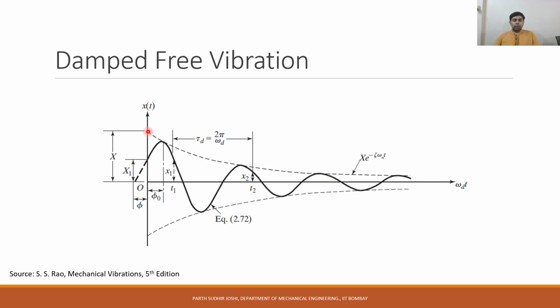So the maxima in each time period, if we join them together, we will basically get an envelope. So the maxima and minima of the curve, if we join them, that will form an envelope, which is x e to the power minus zeta omega n t. So this curve actually moves between this envelope. We can calculate the time period of the damped vibrations, that is basically 2 pi upon omega d, where omega d is the damped angular frequency.